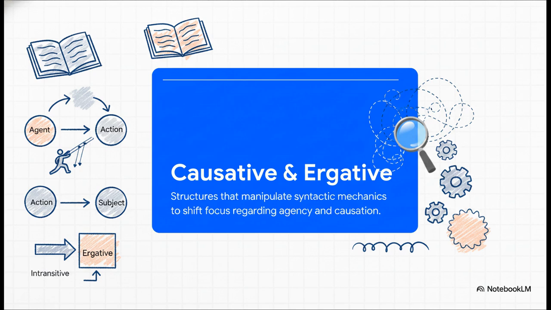Now, advanced causative and ergative verbs are incredibly fascinating tools. Basically, they're structures that manipulate underlying syntactic mechanics. They intentionally shift our focus regarding agency and direct causation. And we absolutely must ground this rule in established linguistic frameworks. Quirk and colleagues' comprehensive grammar of the English language and Swan's practical English usage define this stuff very clearly.